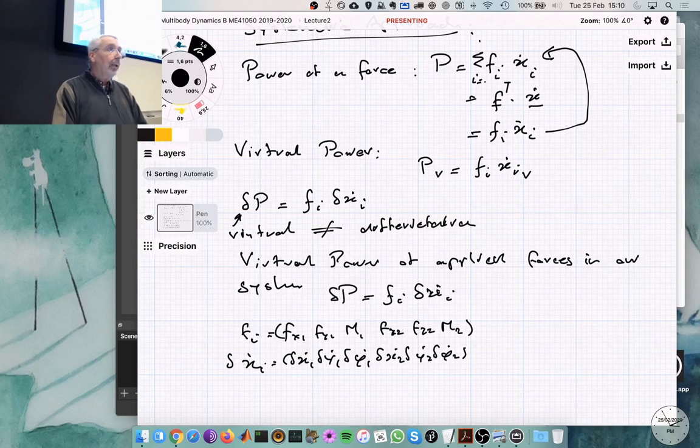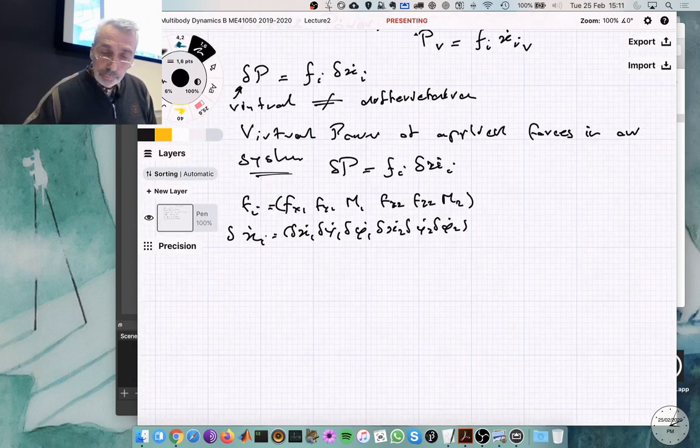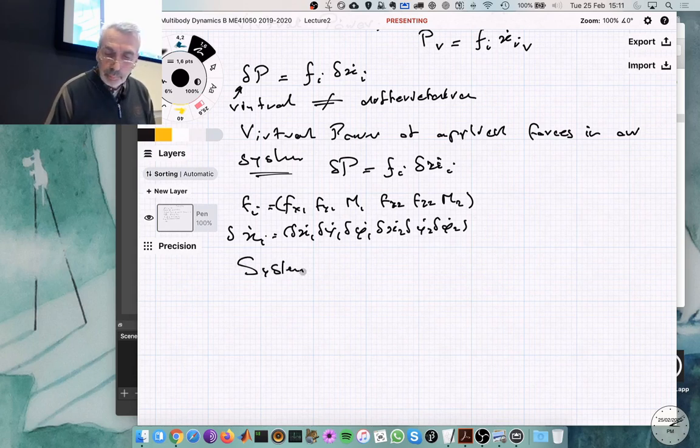Okay, now I have defined everything. That is the virtual power of our system, right? Because I take all these coordinates and all these forces. Now the following statement: the system is in equilibrium.